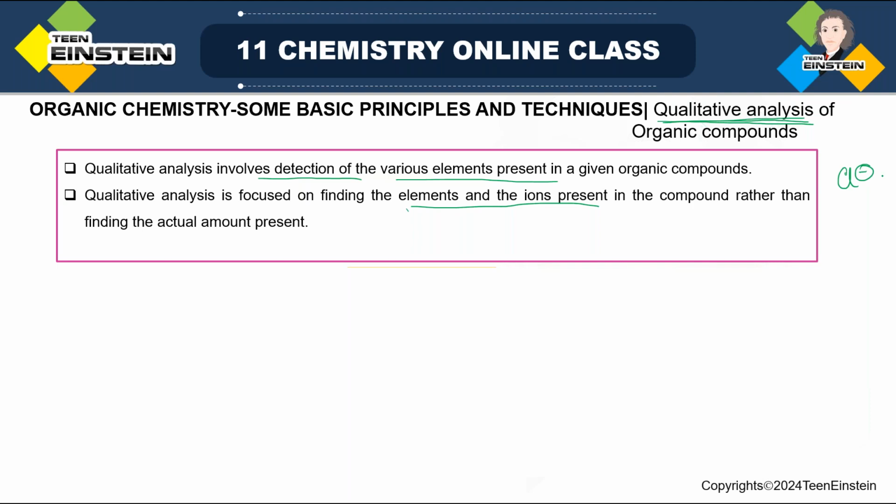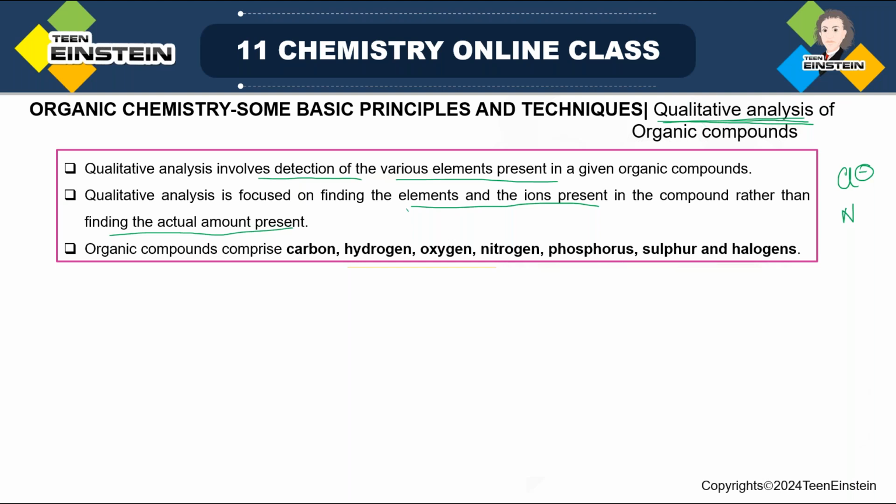Or if we are finding the elements, that is whether there is presence of nitrogen as an element or not, that also we will be able to analyze when it is qualitative analysis. So here we are not finding any actual amount, we are just trying to find whether it is present or not.